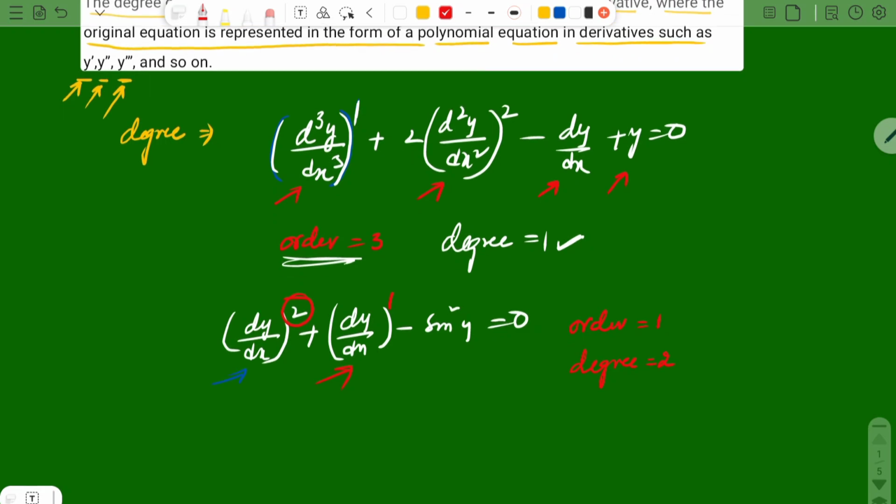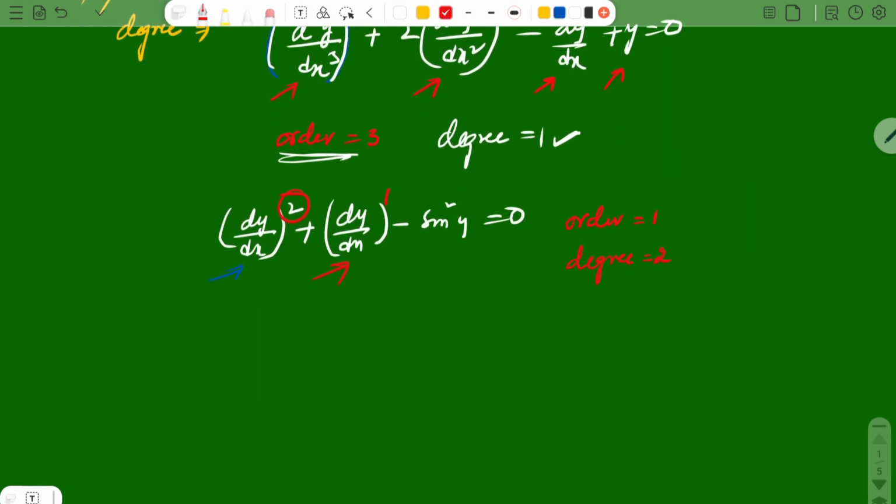One more small example we'll take. dy by dx plus sine of dy by dx is equal to 0. Can I say it's a differential equation? Absolutely true, it's a differential equation. Then what about its order? Here one time differentiation, here also one time differentiation. So I can say that order is equal to 1.